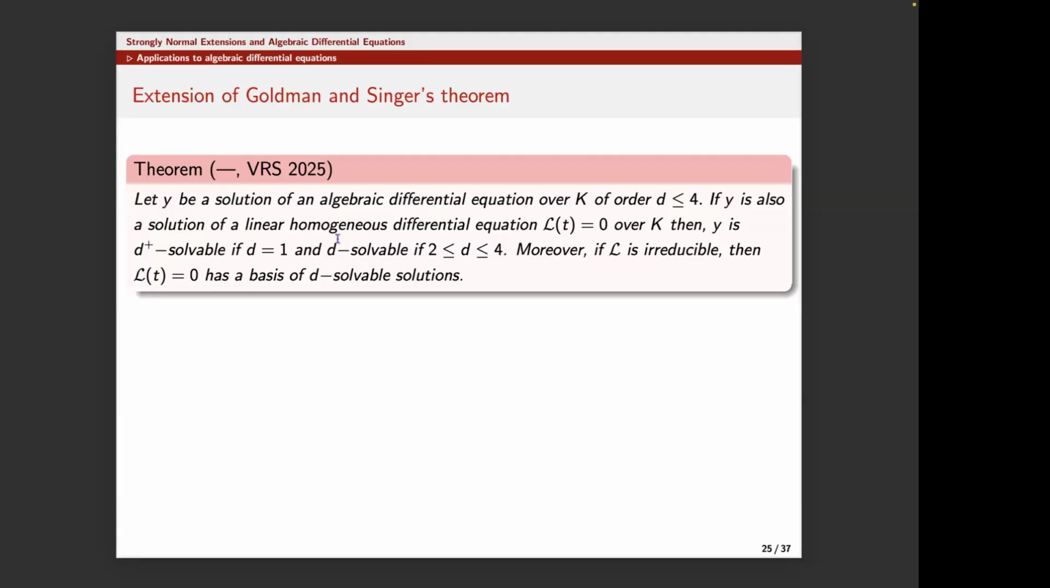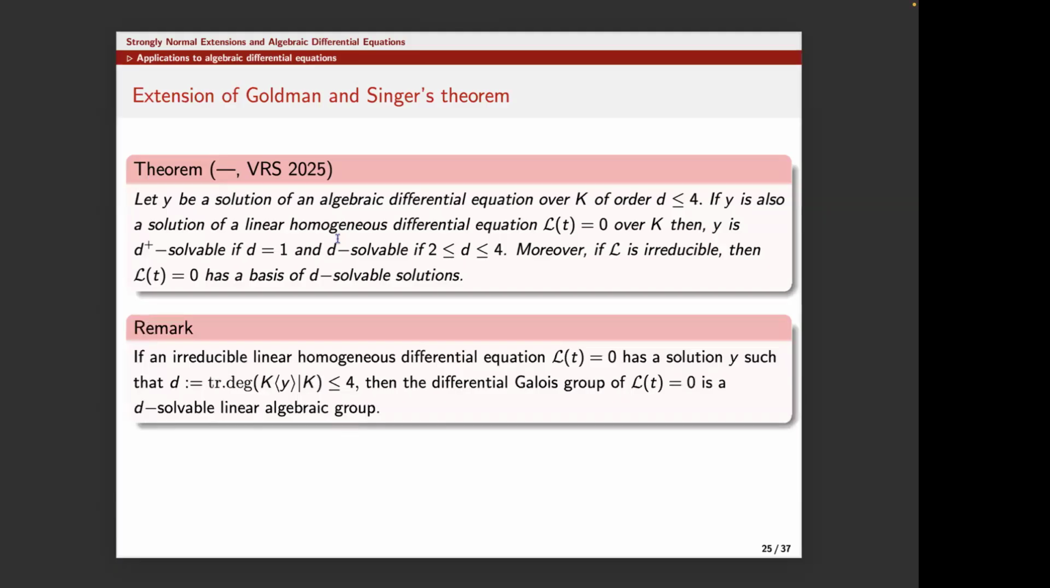And if L happens to be irreducible, then L(t) equal to 0 has a basis of D solvable solutions. So this D plus solvable for D equal to 1 and D solvable for 2 less than or equal to D less than or equal to 4 is basically, for D greater than or equal to 2, D plus solvable is the same as D solvable. But for D equal to 1, it is not.